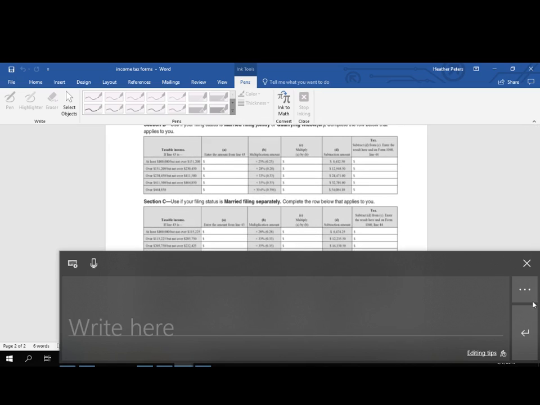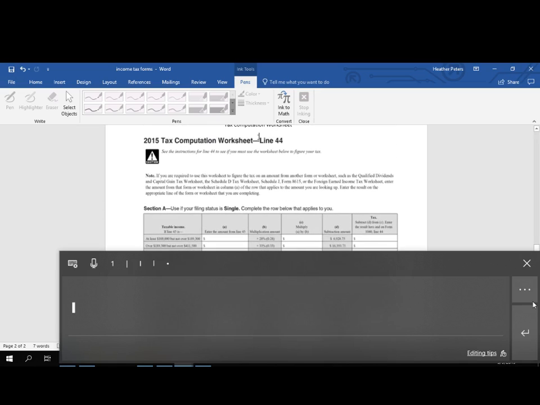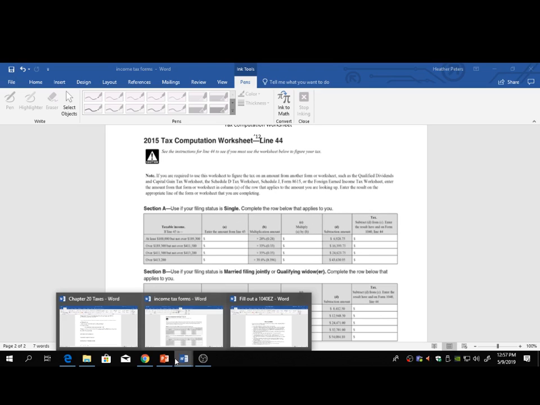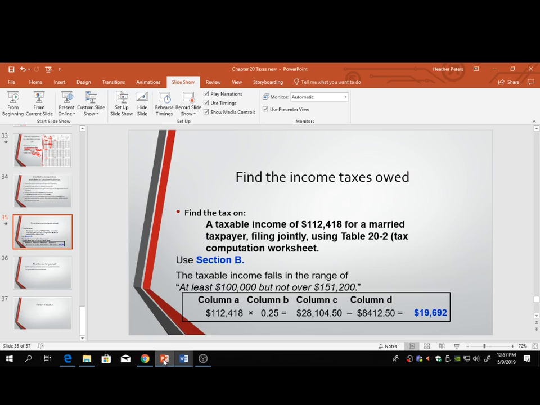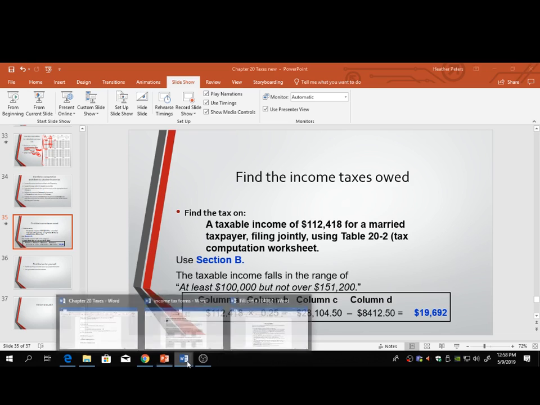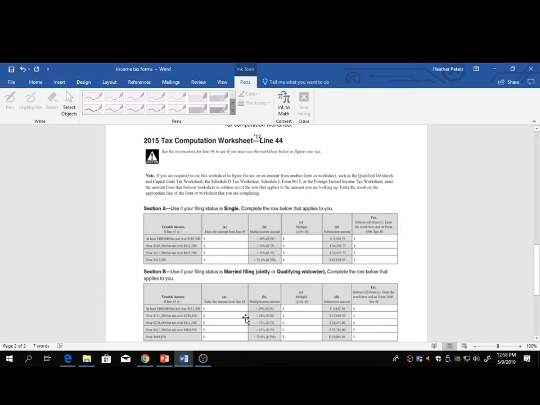Okay, so we've got $112,418. All right, it doesn't want to let me write. That's okay, so I'll just tell you. $112,418. Now right here it tells you what to do.